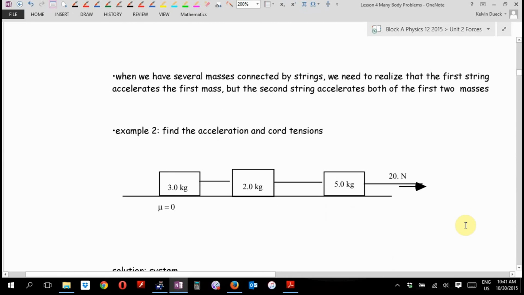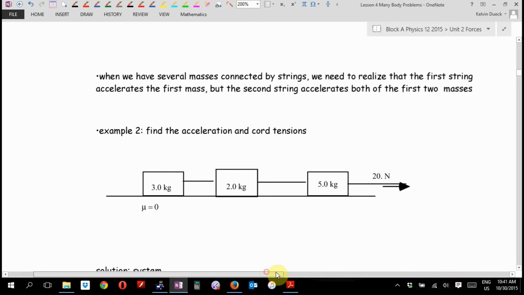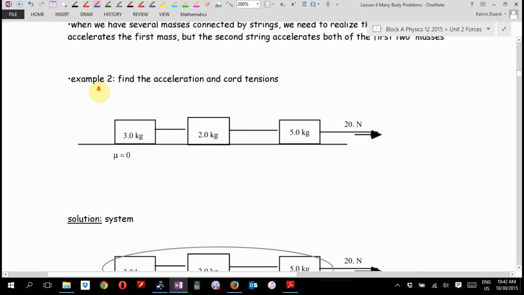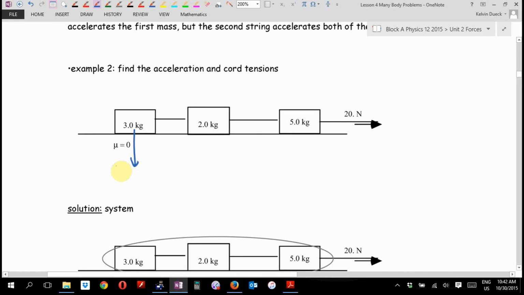When we have several masses connected by strings, we need to realize that the first string accelerates the first mass, but the second string accelerates both of the first two masses. In other words, how many strings do I have in this question? 2. I'm going to have 2 different tensions. I'll call it tension 1 and tension 2. I'll start over on the left-hand side again. What are the forces acting on this 3 kilogram mass? Get the obvious one. I'll call it M1G since there's more than one mass.